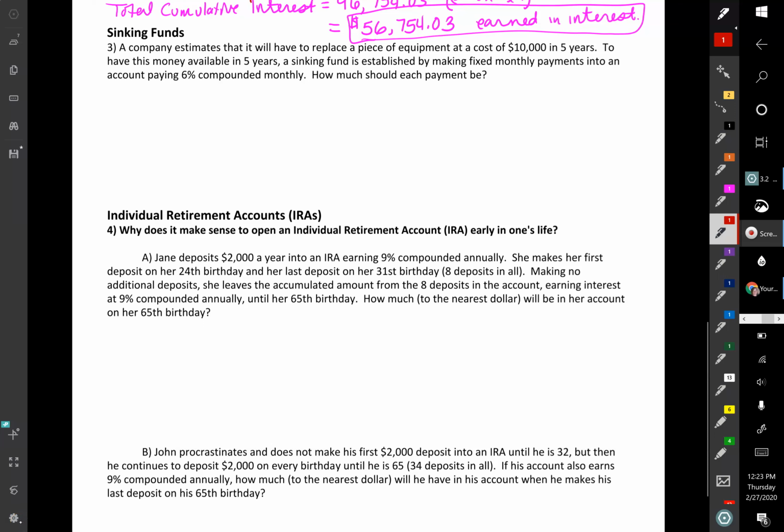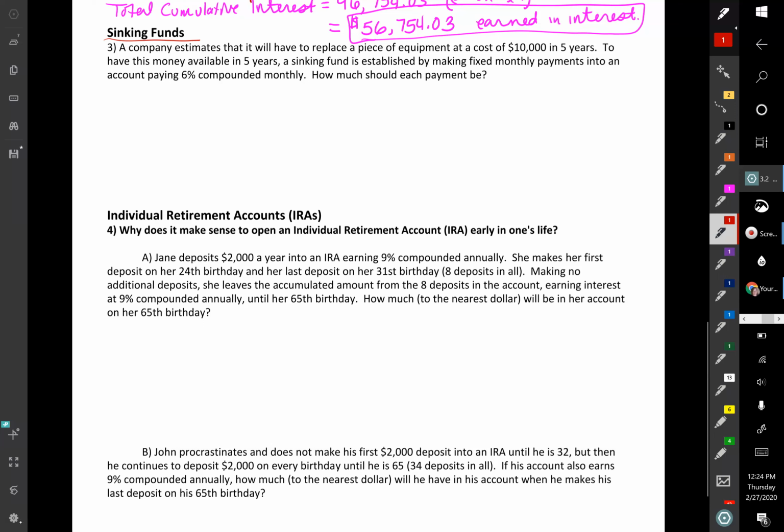Okay, so we're back to 3.2a, annuities, future value. This problem here, number 3, is a sinking fund. It's when instead of buying something and then paying it off, you're saving up for it. So companies do this to just save up to have enough money. They will usually just always rotate it through.